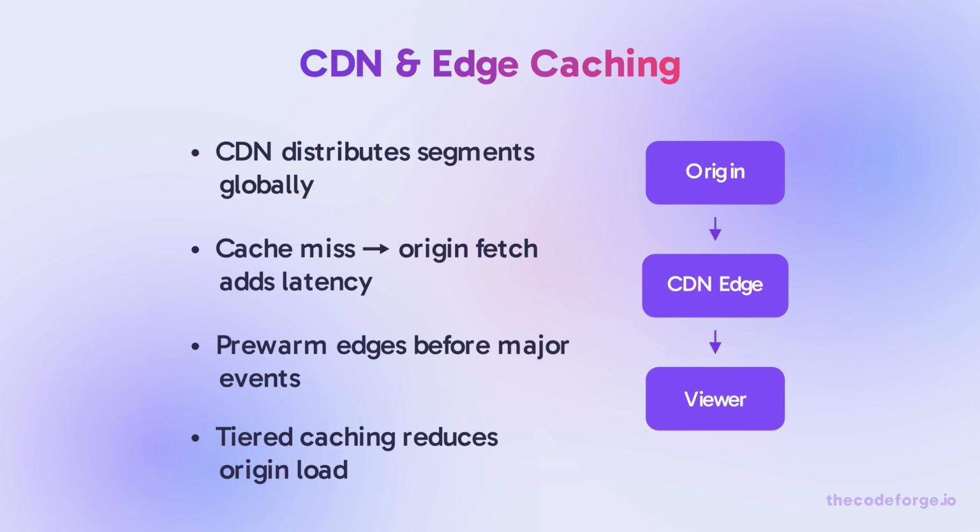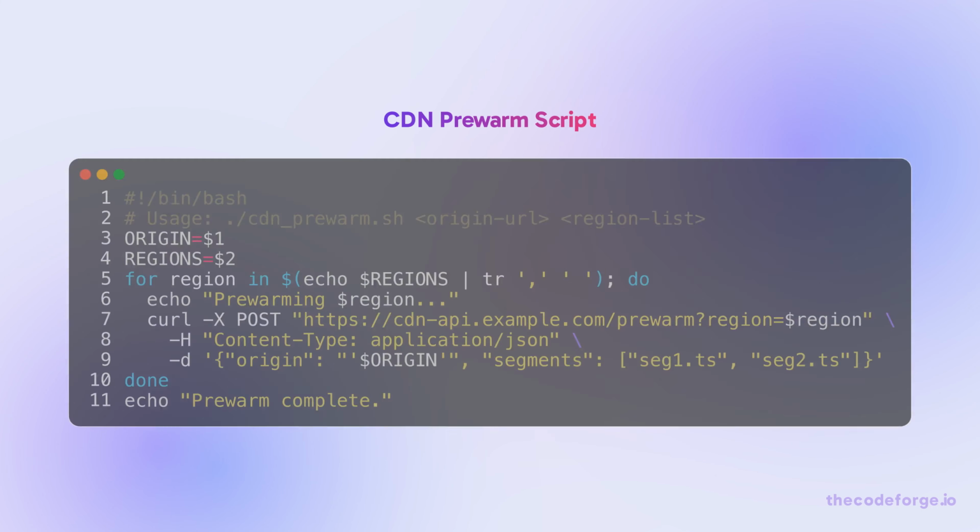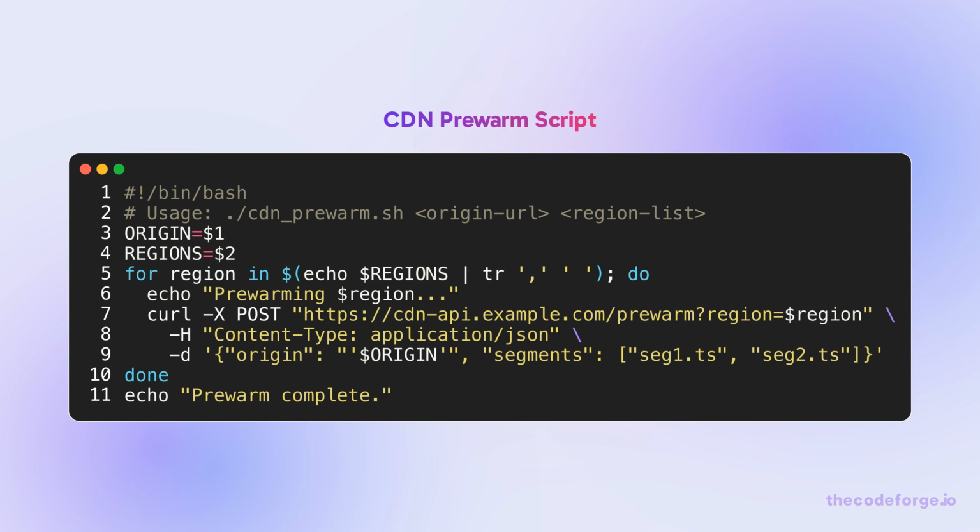A content delivery network caches segments at edge servers close to viewers. A cache miss forces a fetch from origin, adding latency. Prewarm edges and use tiered caching to handle flash crowds. This bash script prewarms content delivery network edges by sending a post request to the content delivery network API for each region. It pushes the first few segments to avoid cache misses.